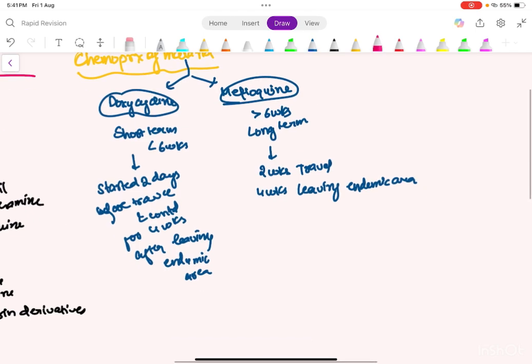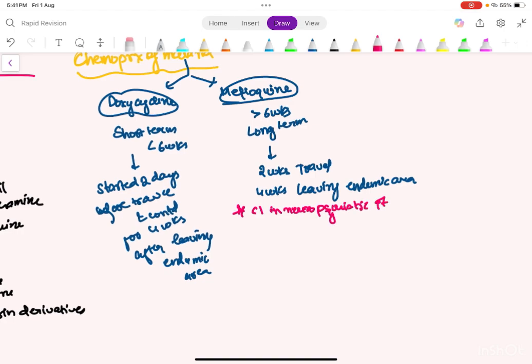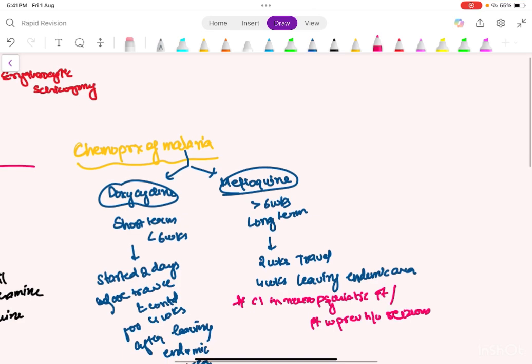Now you need to know mefloquine is contraindicated in neuropsychiatric patients or patients with a previous history of seizures. Doxycycline is contraindicated in pregnancy and children below 8 years. So this covers most of the things that we need to know.